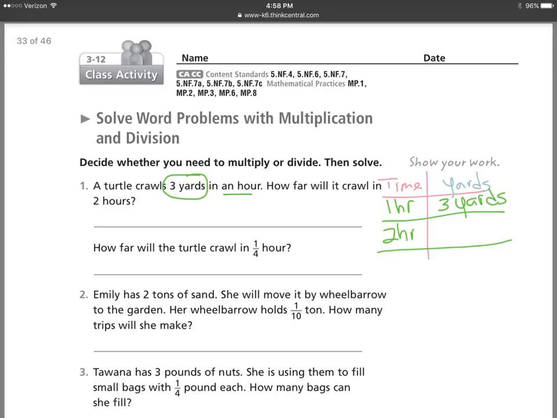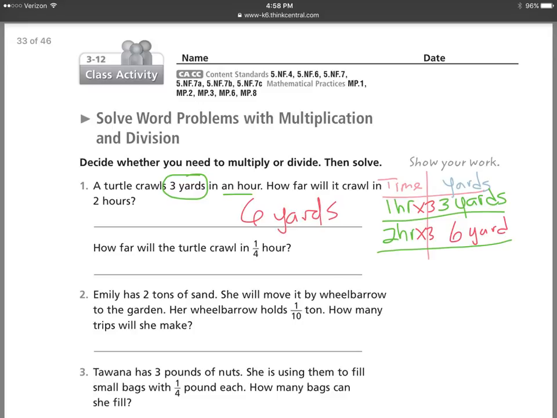Setting up a T-chart like this, we can actually try to find a rule or a multiple of how we go from 1 to 3, similar to what we do with fractions. You would multiply 1 times 3 to get 3, and so we would apply that rule to 2 hours. And 2 times 3 then would equal 6 yards. So within 2 hours, by multiplication, we could figure out that the turtle would travel 6 yards.